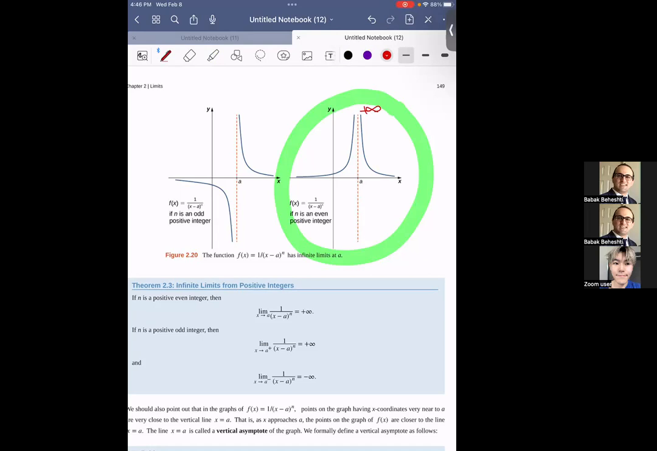But for n an odd number, the right limit is plus infinity, while the left limit is minus infinity. Can you see that? This is plus infinity and this is minus. So here is an example. n is odd in the first picture. In the second picture, n is even.